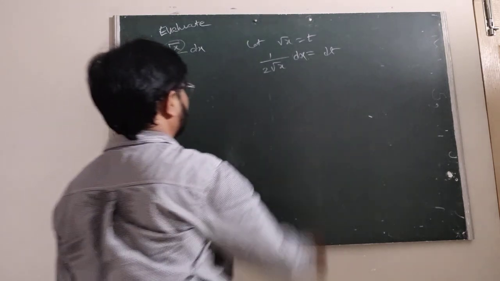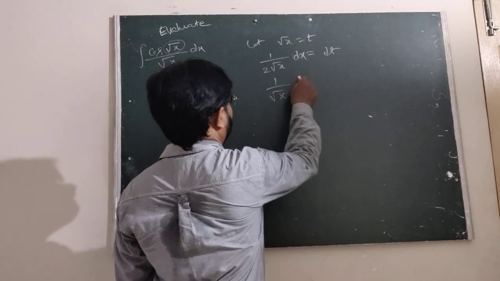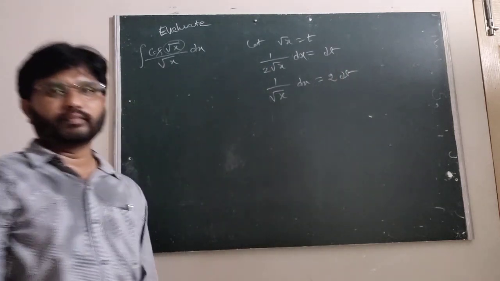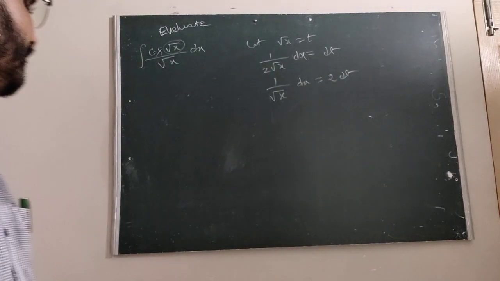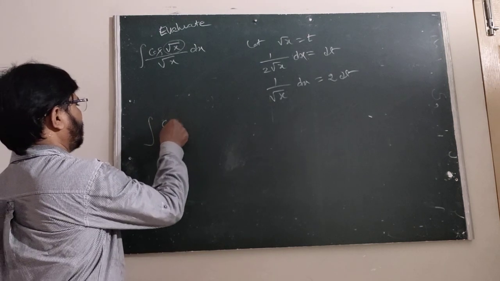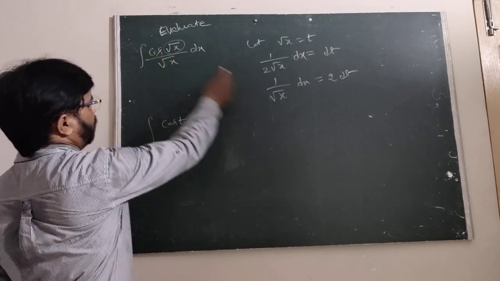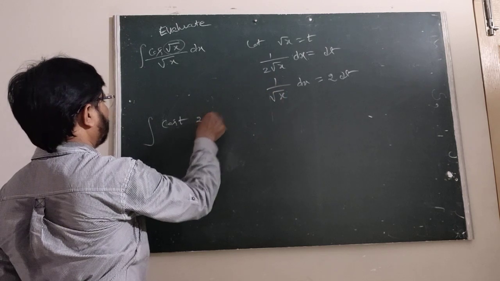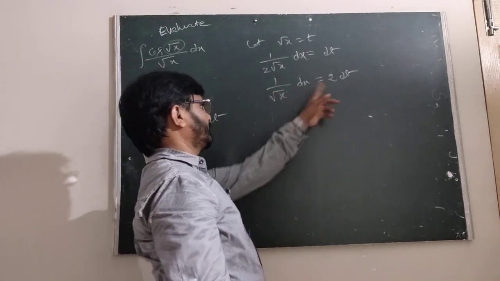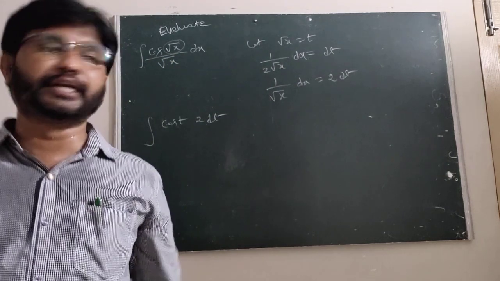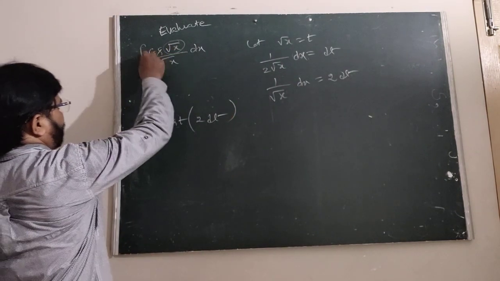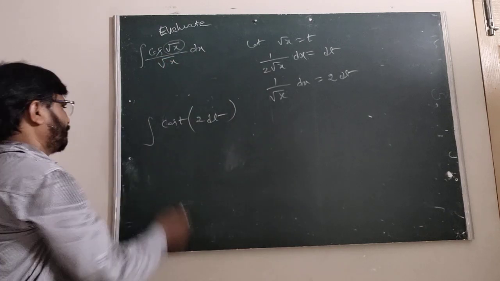Therefore, now here 1 by root x dx is 2 dt. 1 by root x into dx is 2 dt. Therefore, now we can write cos t. 1 by root x dx is 2 dt. Is it okay? 1 by root x into dx is 2 into dt.